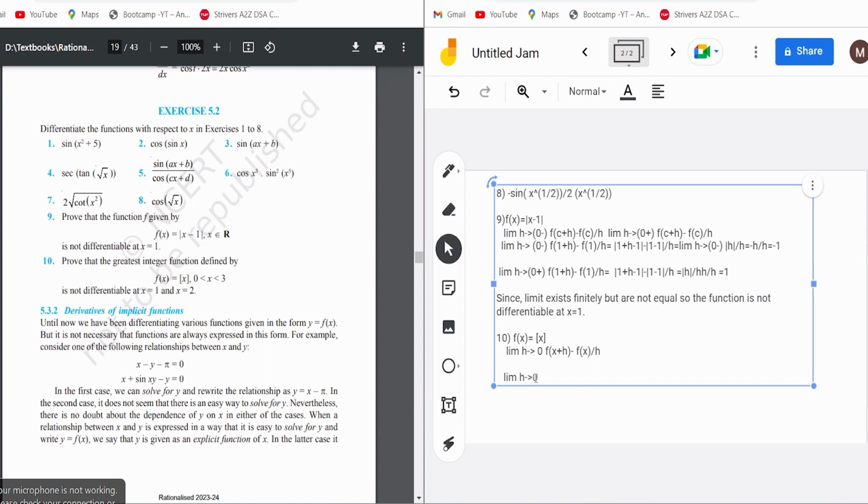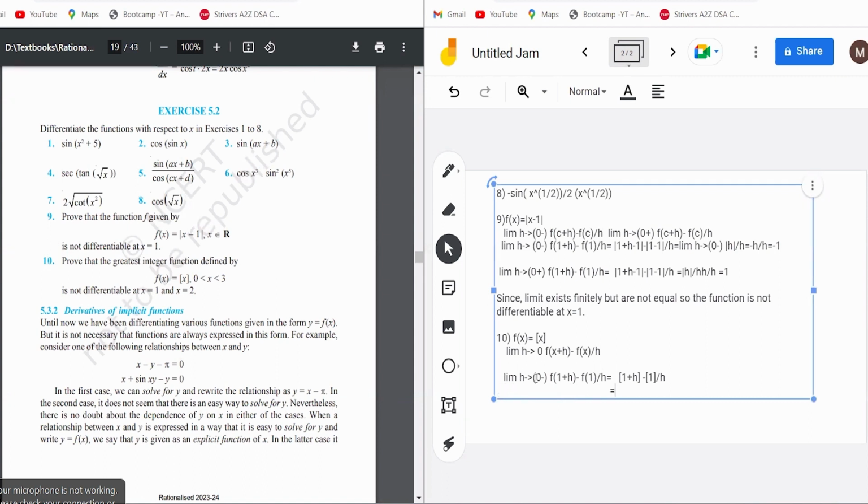Limit of h tending to 0. Now, since I have to take two cases, 0 minus and 0 plus. So f of, instead of x, I will put 1 because I am checking for 1. So f of 1 plus h minus f of 1 divided by h. Simple. So from here, I can say that it would be greatest integer function of 1 plus h minus greatest integer function of 1 divided by h. Okay. Now just put the limit.